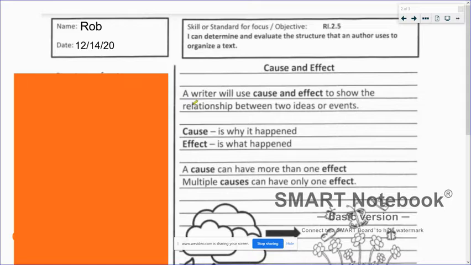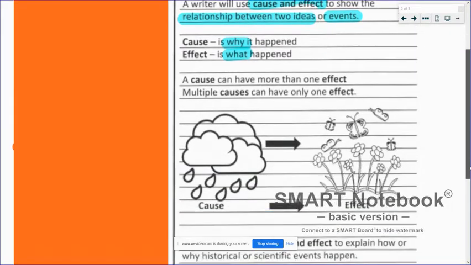So cause and effect. A writer will use cause and effect to show the relationship between two ideas or events. So I know this is bold, but I'm going to highlight it anyways. Cause and effect, and they are showing a relationship between two ideas or events. Cause is why it happened. It's the why. And the effect is what happens because of it. A cause can have more than one effect. Multiple causes can have only one effect.